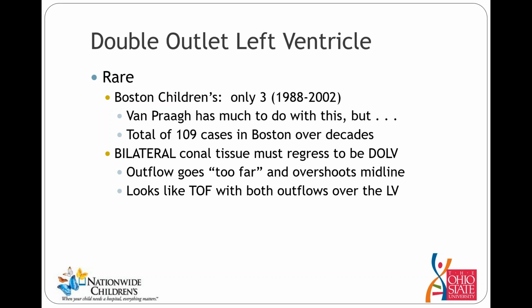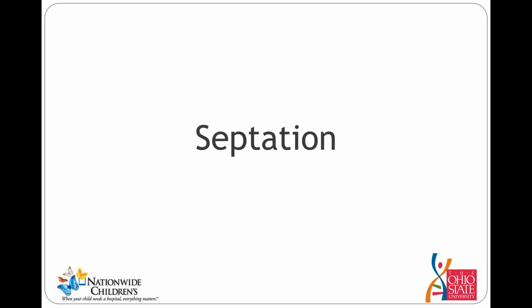The issue is your heart has to do too much, not enough. Both conal, the whole conus has to regress to be a double outlet left. The outflow then goes too far and overshoots midline, so you end up looking like a TET with both outflows over the LV. It's very strange looking, but it's also kind of hard to do too much. Doing not enough, common. Doing too much is uncommon.